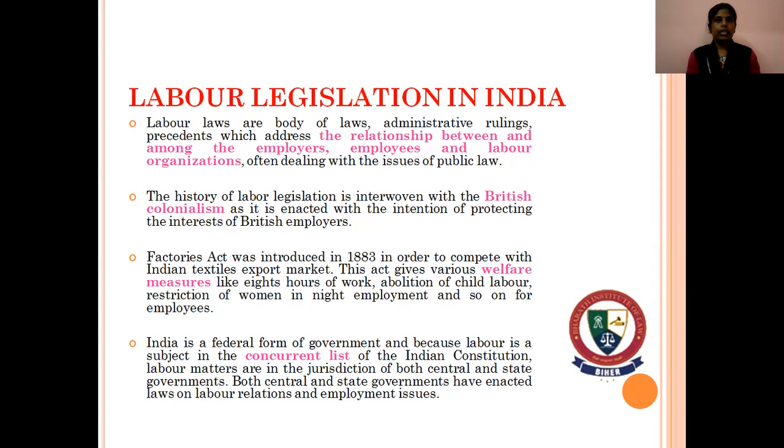And after independence, if we see, in our Indian Constitution, they have mentioned various enactments which are very helpful for the laborers. So we can see the constitutional relation of labor laws with our Indian Constitution. Our Indian government is a federal form of government. So the powers to enact the labor laws have been given to both the central and the state government. Both the central and the state government will be enacting laws which are helpful for the laborers, as mentioned in the union list, state list, and the concurrent list.